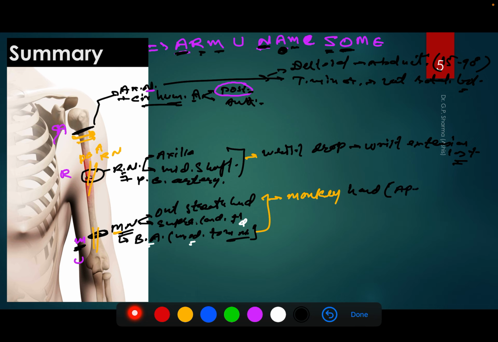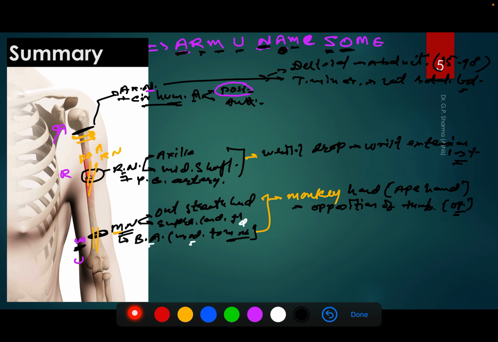Monkey hand is written as ape hand in the book. Ape hand deformity means opposition of the thumb problem. Opposition of the thumb means it is applying the opponens pollicis in the thumb base, right? So that's why this is the problem. This is about the median nerve.